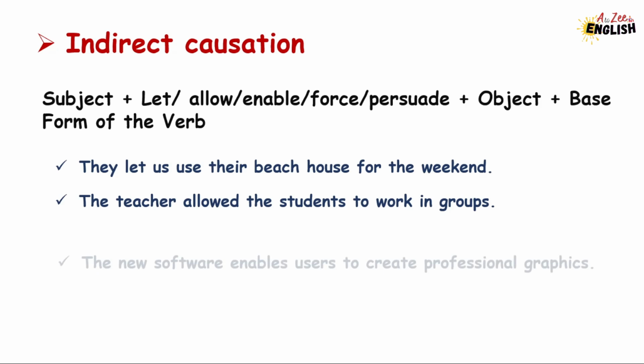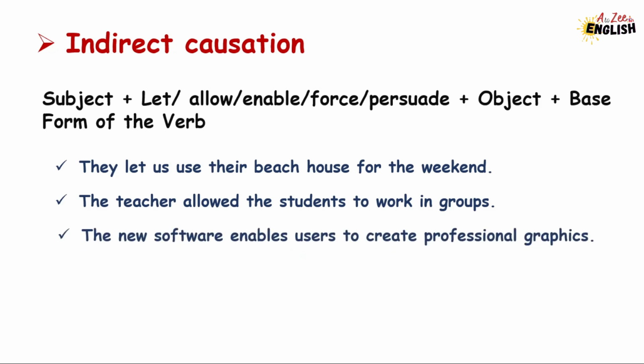The next example is, the new software enables users to create professional graphics. Here in this sentence, the subject, the new software, is providing the means or capability for the object users to perform the action of creating professional graphics. The causative verb enables suggests that the software empowers or facilitates users in achieving this specific capability.